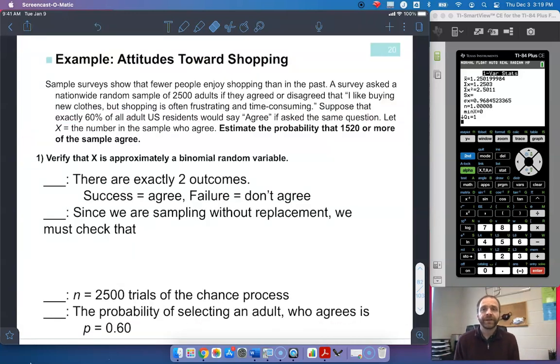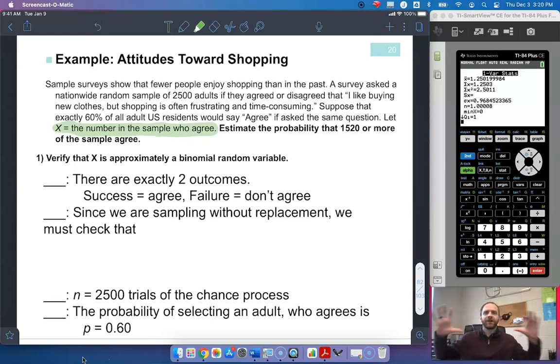Now let's put it all together. So a sample survey shows that fewer people enjoy shopping than in the past. A survey asked a nationwide random sample, because who wouldn't do a random sample, of 2,500 adults if they agreed or disagreed with the statement, "I like buying new clothes, but shopping is often frustrating and time-consuming." Suppose that exactly 60% of all adult U.S. residents agree with this, if asked the same question. Let X equals, again, not going to miss my chance, if you don't define it, you don't get to use it. Estimate the probability that 1,520 or more of the sample agree.